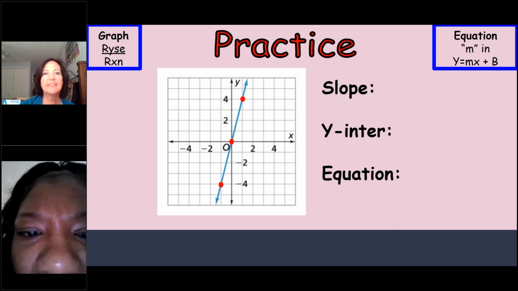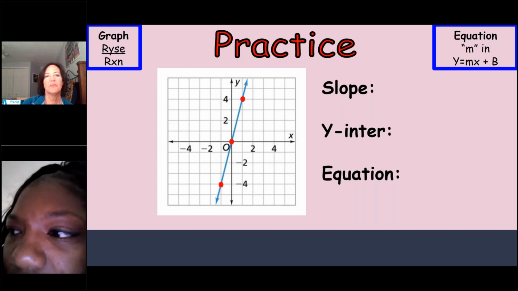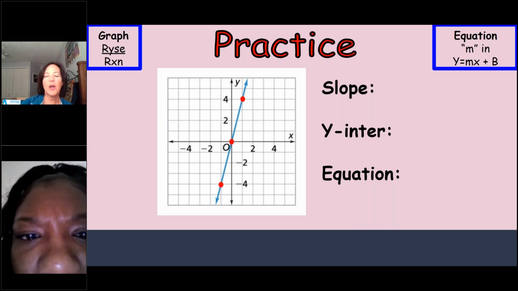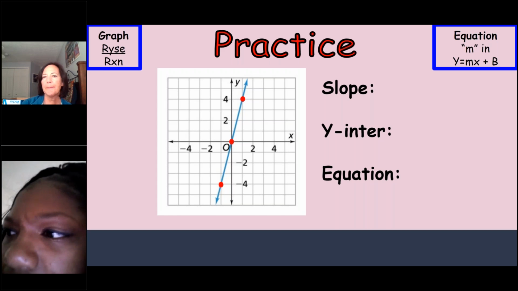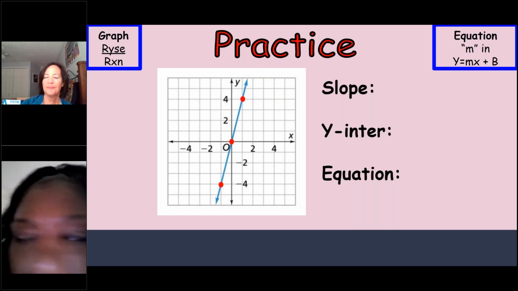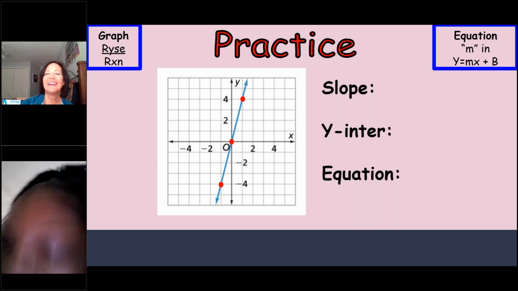Yes, the rise is 4. And the run was 1. So what's the slope? 4. Nice. What's the y-intercept? 0. Perfect. So what's the equation? y equals 4x. Don't you feel smart?